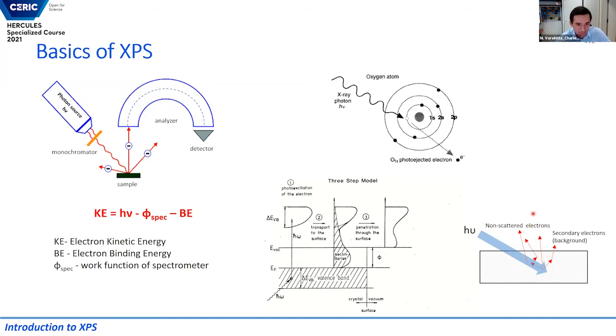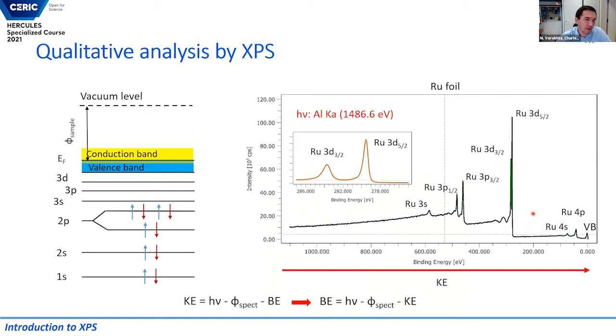So, as I said, XPS is a method which can be used for qualitative analysis. You can measure the electronic structure of an atom with it. When you analyze all emitted electrons from some surface, you get a photoelectron spectrum, which is shown here. There you will have different peaks, which correspond to electronic levels inside the atoms.